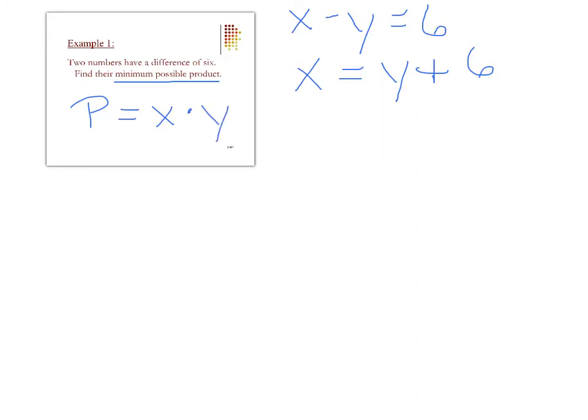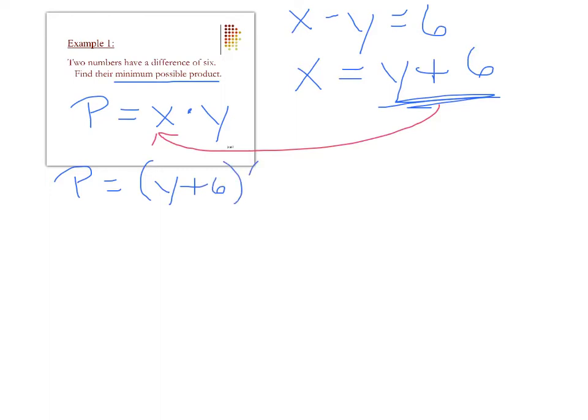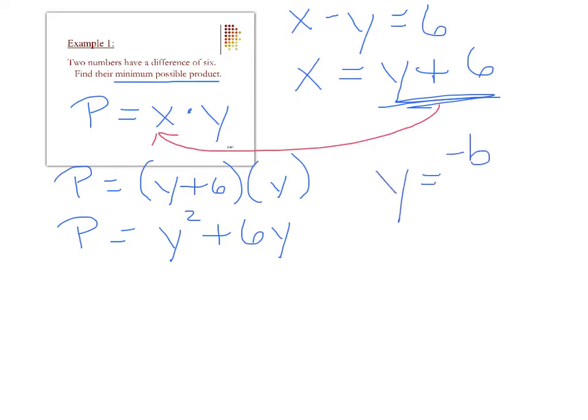So we're going to take what x equals and we're going to substitute it in right there. So now we have the product is y plus 6 times y. So that's y squared plus 6y. Now don't worry that it's a y or an x. It could be any letter you wanted it to be. And the rules of the quadratic formula still hold true, except it won't be x is -b over 2a. It's going to be y equals -b over 2a. So it's -b over 2a.